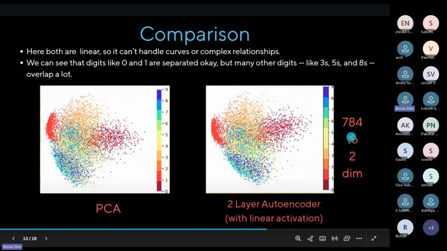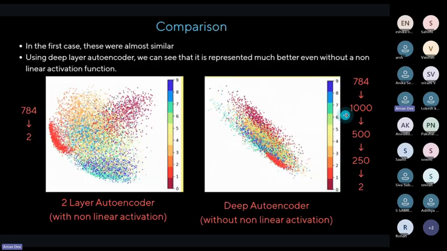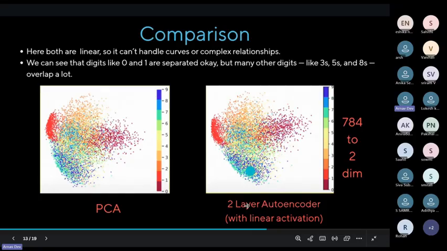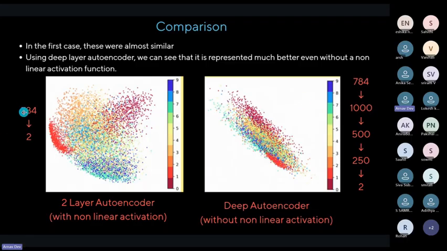Now we'll move on to compare other types of autoencoders and how they work. In the first case, they were almost similar, and now we'll use this two-layer autoencoder, but instead of a linear activation function, we'll use a non-linear activation, and we'll use a deep autoencoder. A deep autoencoder is nothing but using different hidden layers. Before, it went from 784 to 2 directly; now you'll have different hidden layers, and slowly it will converge to 2.